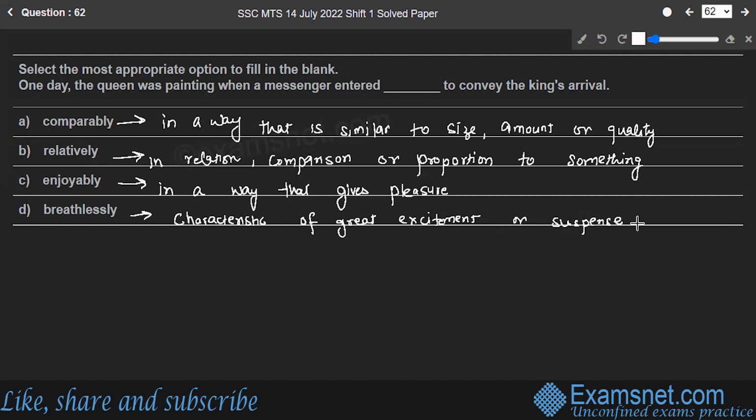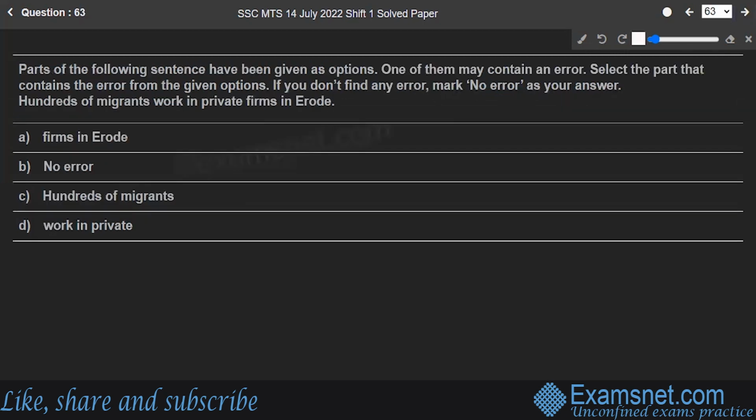Correct. So the given sentence is, courier rushed into announce the king's coming one day as the queen was painting. As per the meaning of the given words, breathlessly is the most appropriate option to fill in the blank. One day, Queen was painting when a messenger entered breathlessly to convey the king's arrival. Option D is the correct answer to the question. Hope you are clear. Next is question number 63.